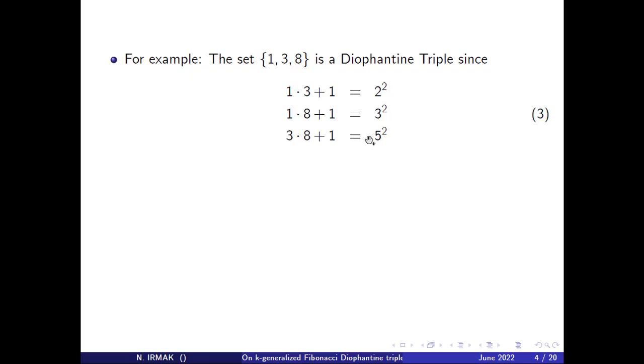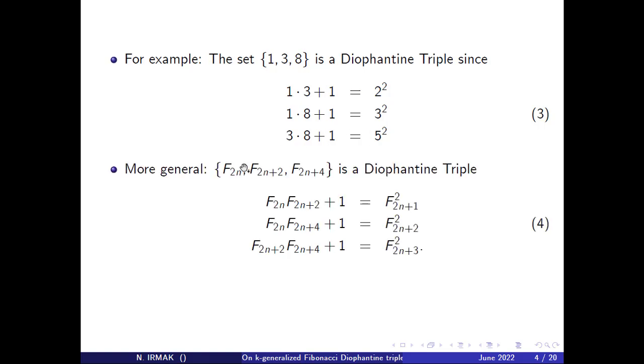If we generalize these sets, we obtain the Fibonacci numbers. The set F_{2n}, F_{2n+2}, F_{2n+4} is a Diophantine triple because the equation system 4 is satisfied. And there are lots of results about these topics, so I want to refer to the web page of Professor Andrej Dujella.